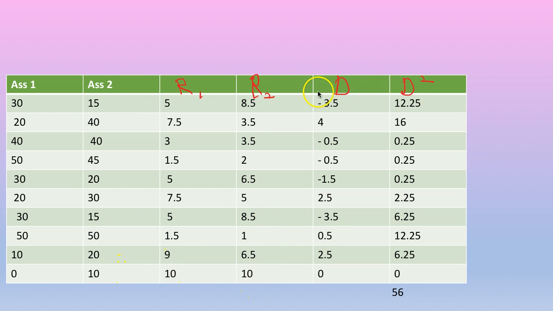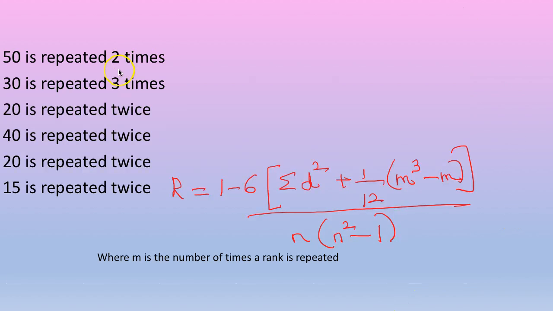We then take the difference D as in the previous problem. 5 minus 8.5 is minus 3.5. 7.5 minus 3.5 is 4. 3 minus 3.5 is minus 0.5. 1.5 minus 2 is minus 0.5 and so on. Again D squared 12.25, 16, 0.25, 0.25. The sum is 56.